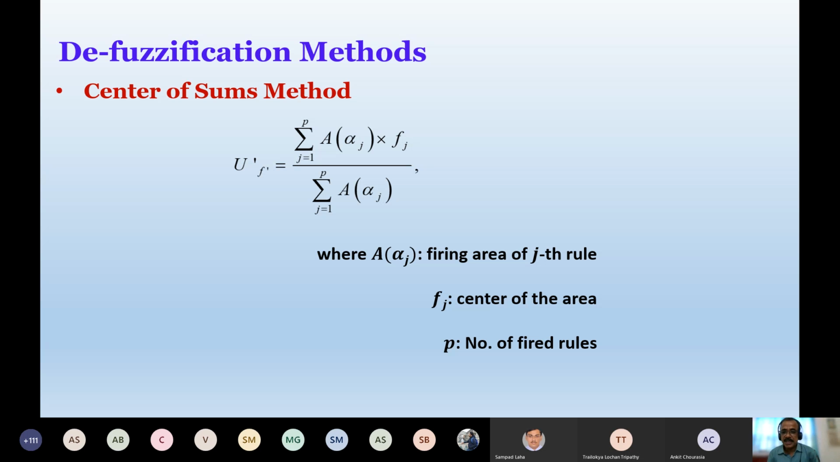I'll be solving a numerical example in tomorrow's class. Things will be made more clear. I'll be discussing one complete numerical example related to this method.